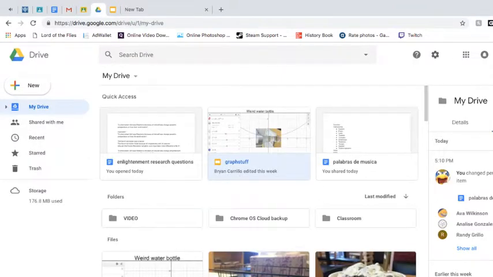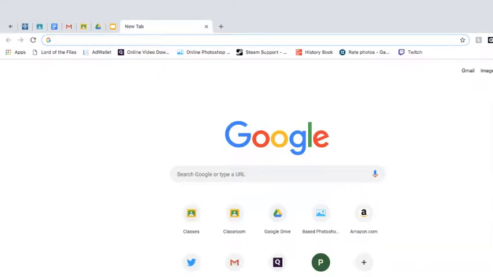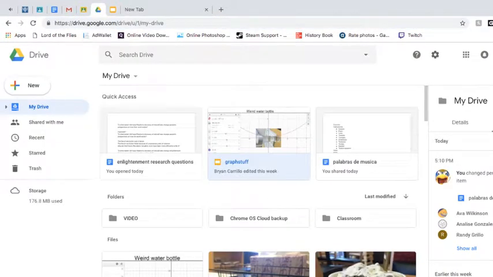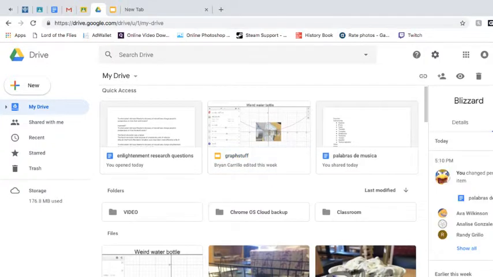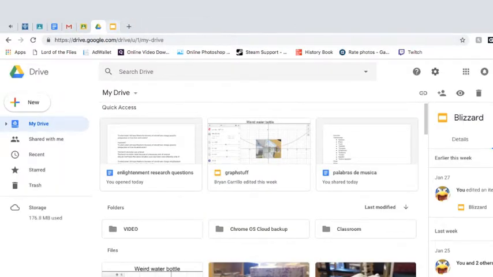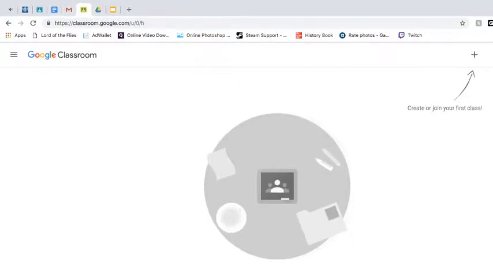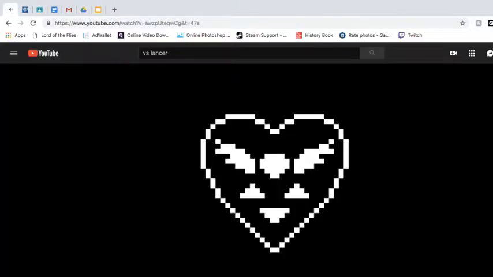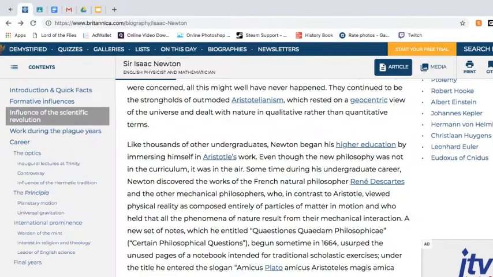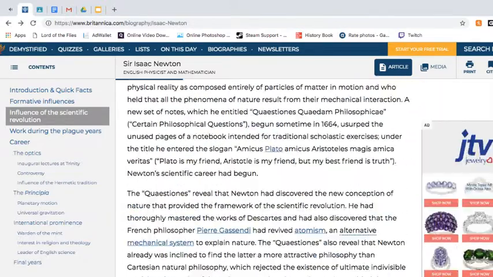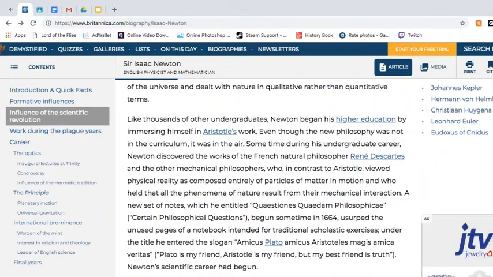The Questions reveal that Newton had discovered the new conception of nature that provided the framework of the scientific revolution. He had thoroughly mastered the works of Descartes and had also discovered that the French philosopher Pierre Gassendi had revived atomism, an alternative mechanical system to explain nature. The Questions also revealed that Newton already was inclined to find the latter a more attractive philosophy than Cartesian natural philosophy, which rejected the existence of ultimate indivisible particles.